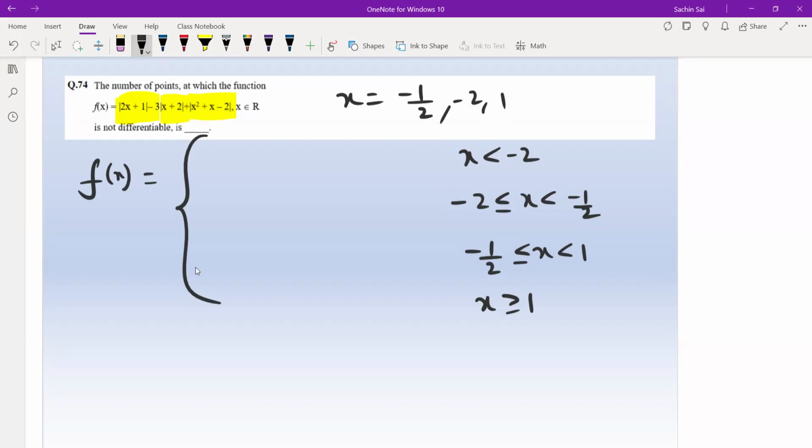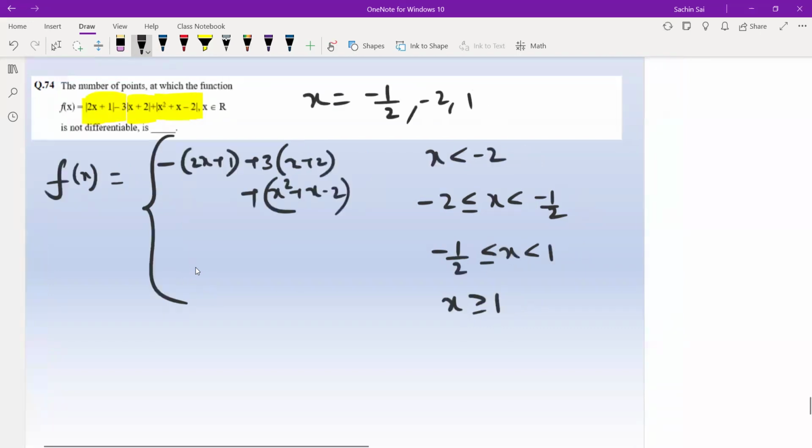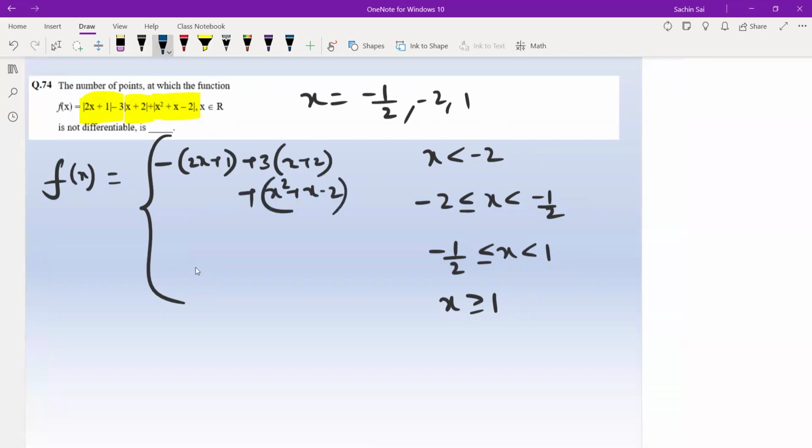Now, when x is less than minus 2, 2x plus 1 is negative. So f of x will be minus of 2x plus 1 plus 3 times x plus 2 plus x square plus x minus 2, right? The reason here is modulus x is minus x if x is negative and plus x if x is positive, right? So when x is less than minus 2, f of x is minus of 2x plus 1 plus 3 times x plus 2 plus x squared plus x minus 2.